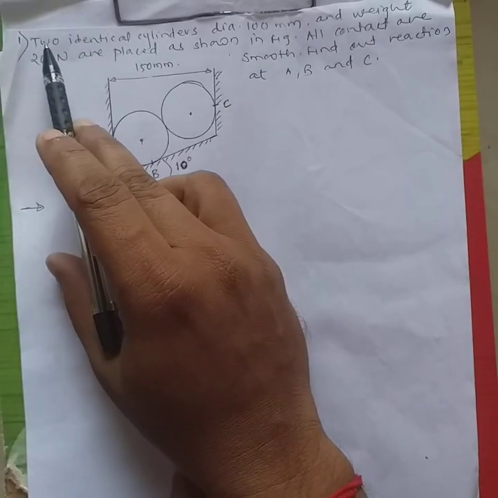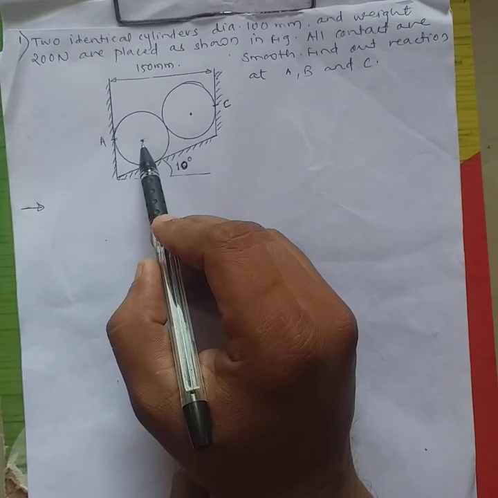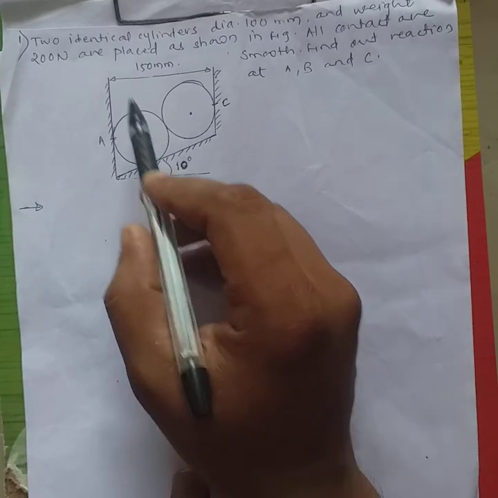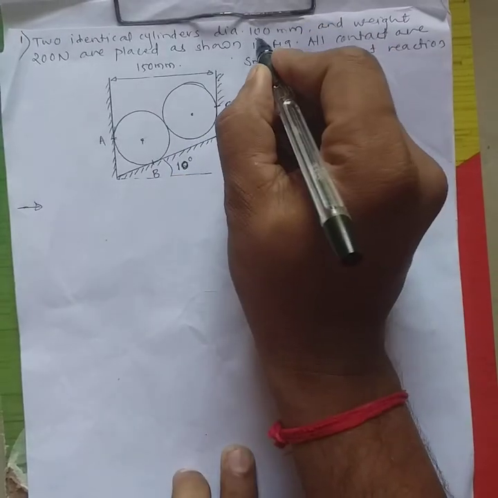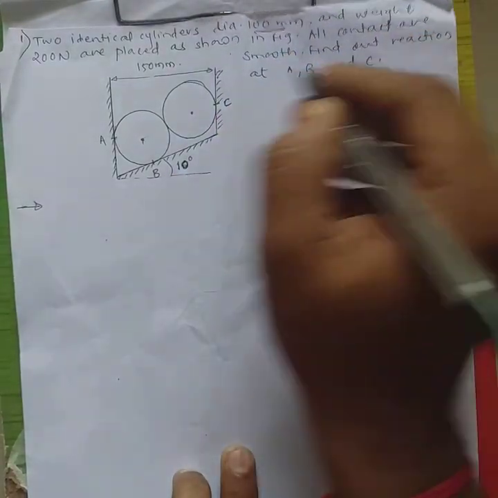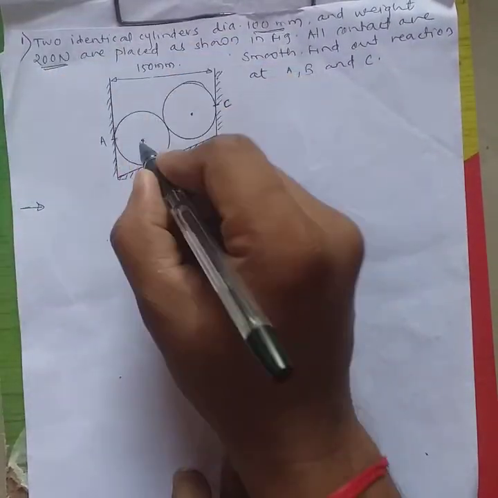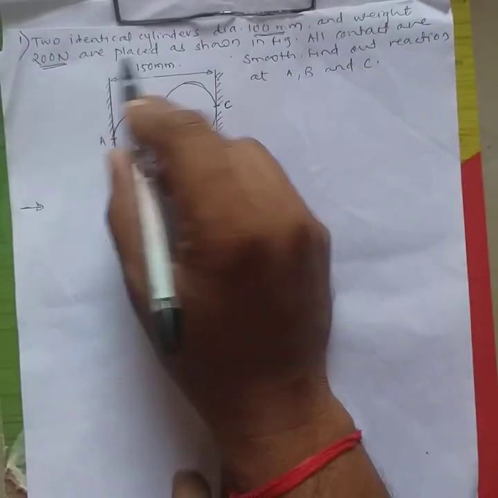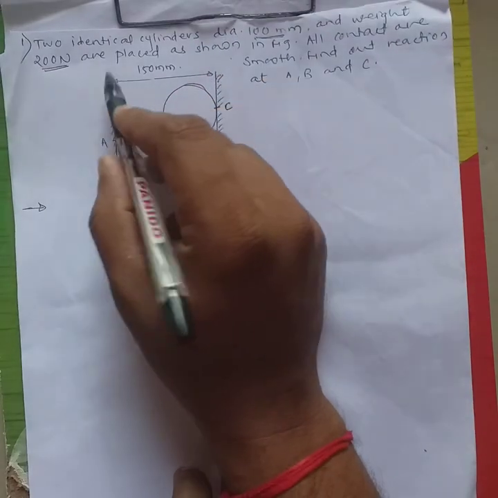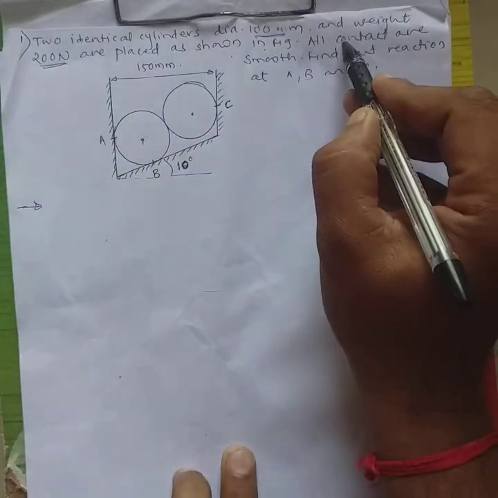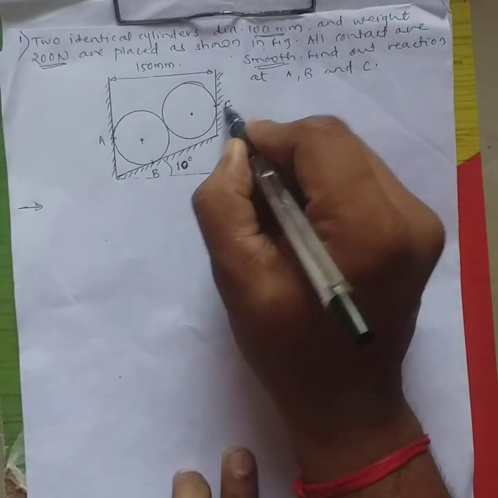So what is given? Two identical cylinders. Identical cylinders means the same diameter and self weight, and also they are made of the same material. So two identical cylinders whose diameters are 100 mm, and the weight of each cylinder is 200 Newton. Weight is always in the downward direction. They are placed as shown in the figure. All contacts are smooth.